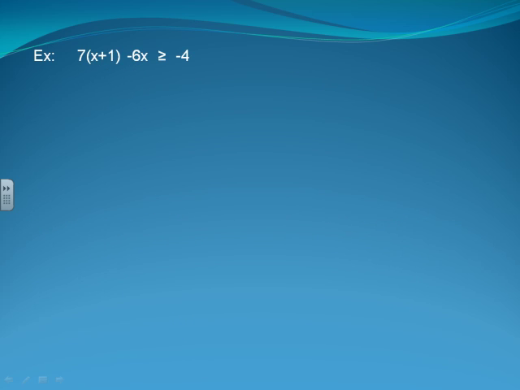All right, so let's look at this next example. We've got 7 times the quantity x plus 1 minus 6x is greater than or equal to negative 4. All right, first step, get rid of any groups. So we want to distribute our 7. That would give us 7 times x is 7x, plus 7 times 1 is positive 7, minus 6x is greater than or equal to negative 4.